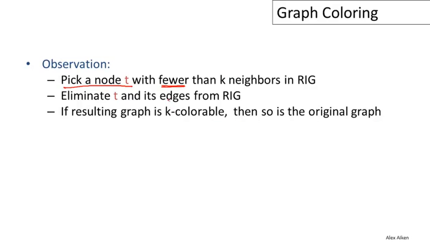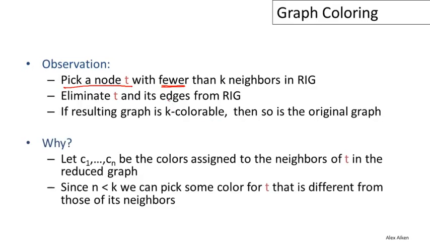So the idea here is to do a divide and conquer kind of approach. We pick one node, we delete it from the graph, we color the remainder of the graph. Okay, it's a smaller problem with one fewer nodes. And then when we're done with that, I claim that we can find a coloring for the original graph.